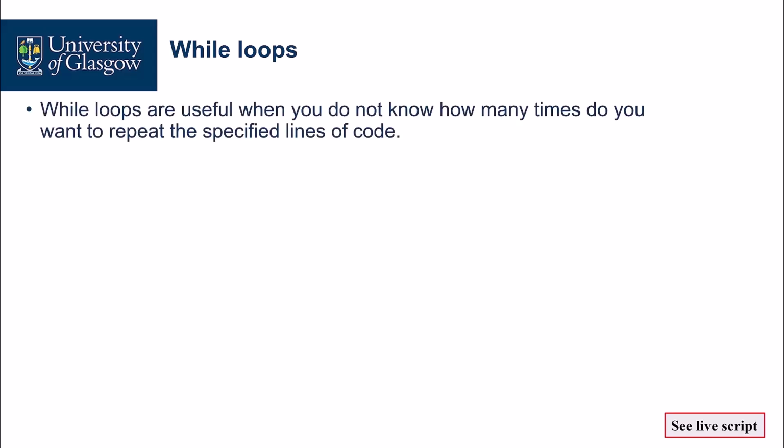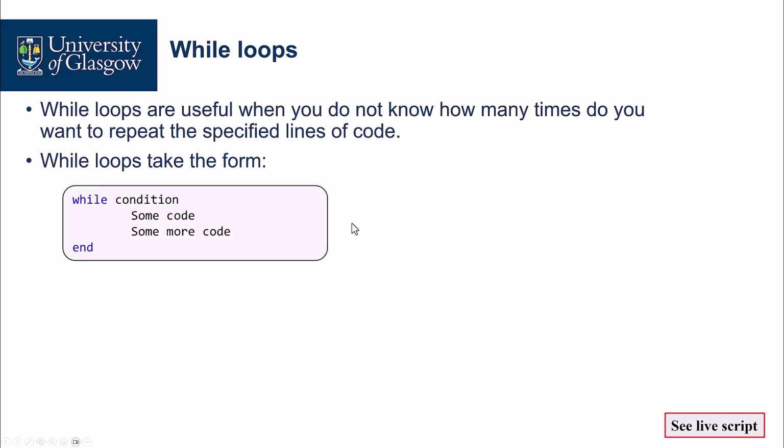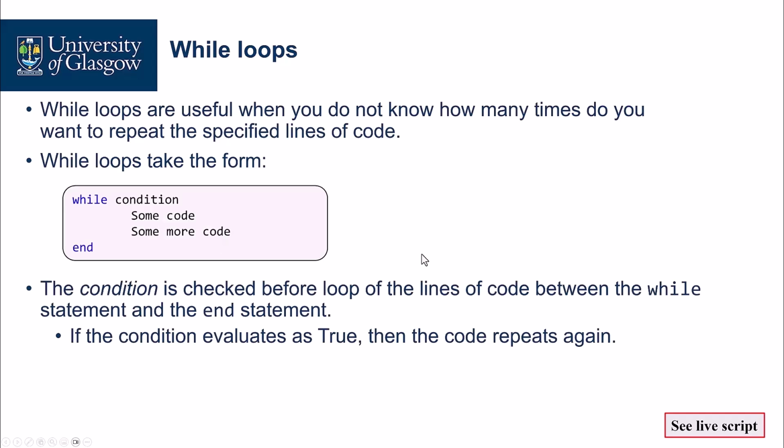In a while loop, you often don't know how many times you want to repeat, but you know the condition of the while loop. When the condition is true, the while loop will continue. So we can see the while loop has this form: while condition, and the code is here. This is the body of the while loop. The condition is checked before the execution of the code. When the condition is false, the while loop stops. Otherwise, when it's true, it will repeat again and again.